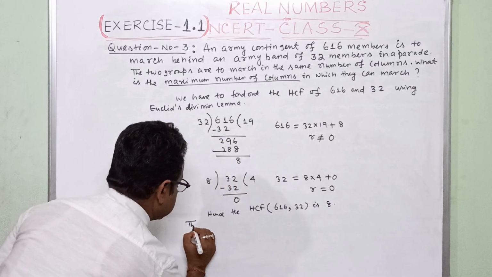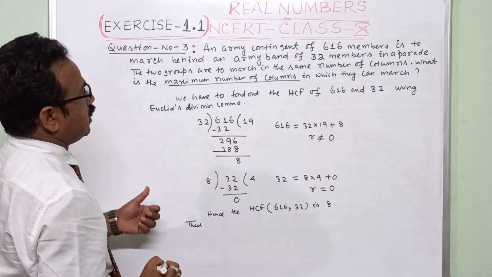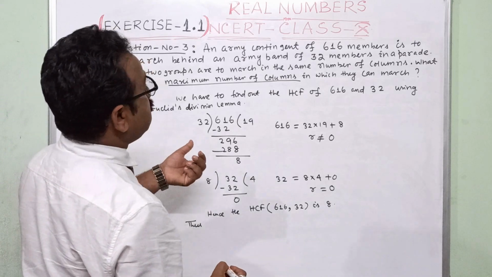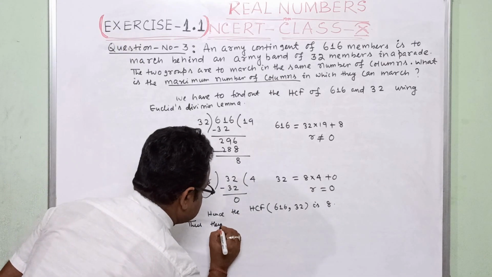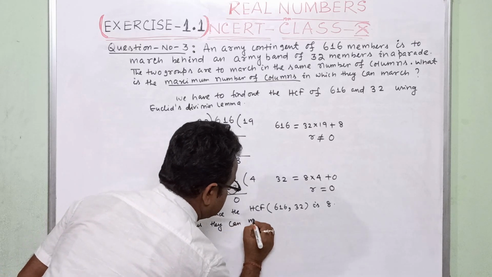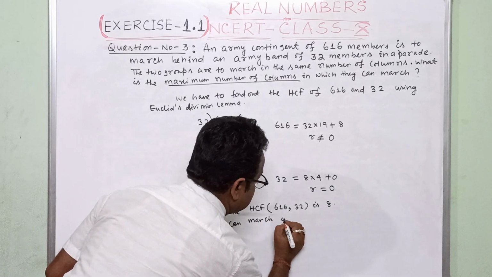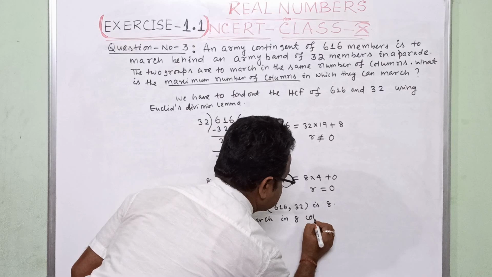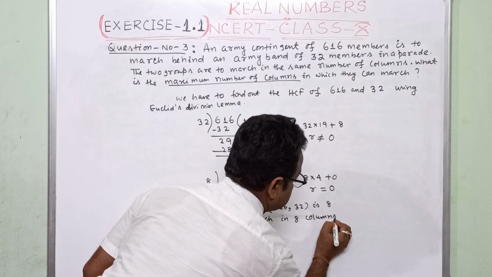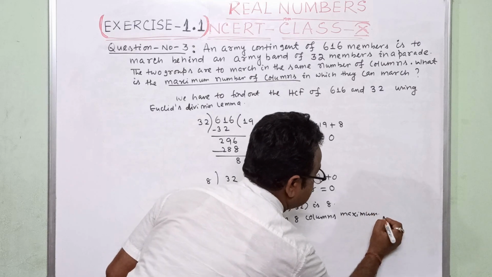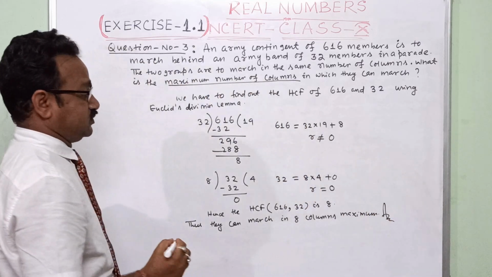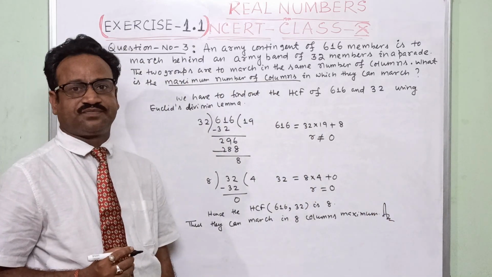Thus, what is the maximum number of columns in which they can march? Thus, they can march in 8 columns maximum. This is your answer. Now move to the next.